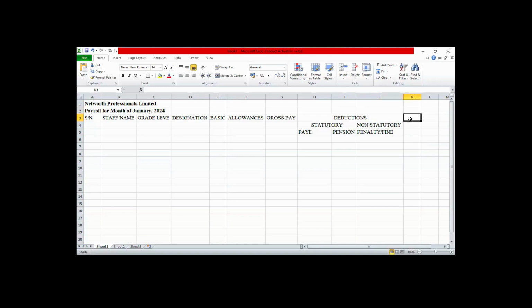Are we together? Yes, sir. We now have what we call total deductions. They will add the two together, all the deductions together. We call it what? Total deductions.